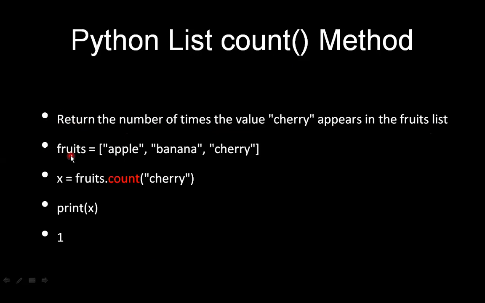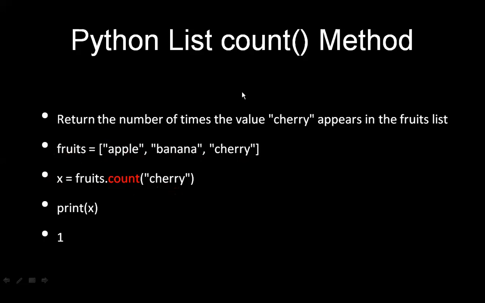In this particular slide I have taken the fruits list, because for all the methods I have taken only a common example so that you can understand it clearly. In this example of fruits, I have specified the objects apple, banana, and cherry. The next statement is that I want to count how many times the cherry has appeared in the given list.